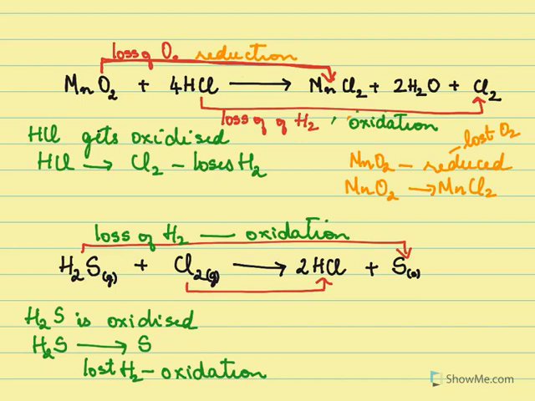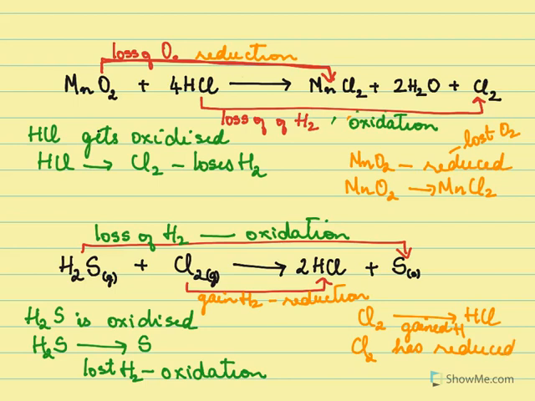When it comes to Cl2, I see that chlorine becomes HCl. It has gained hydrogen, and gain of hydrogen is reduction. So here Cl2 becomes HCl, and in doing so it has gained hydrogen. So I can say Cl2, chlorine, has been reduced because it has gained hydrogen.